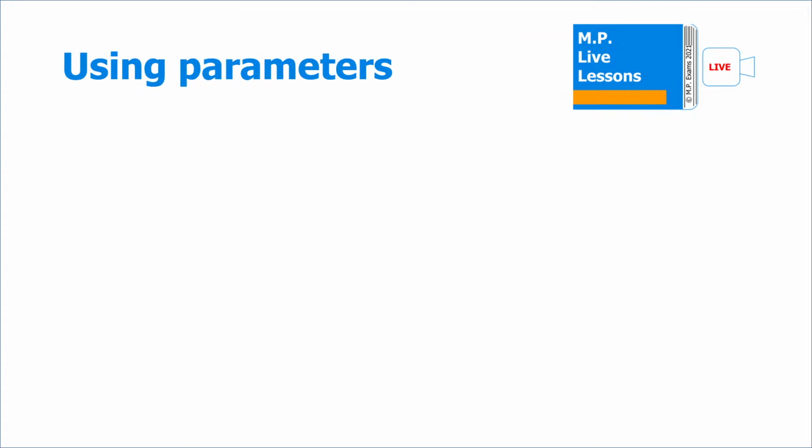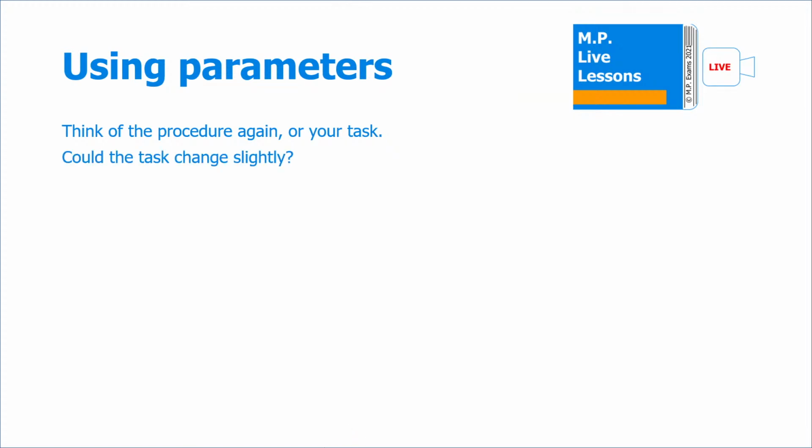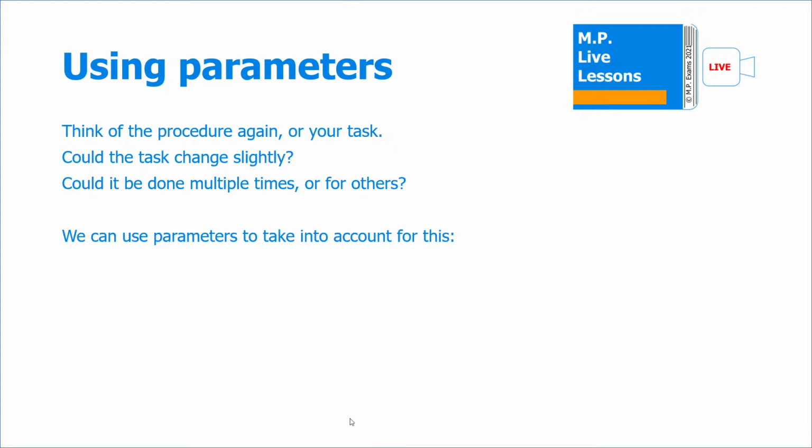Now with parameters, we're going to think again of our cake instructions. Now, think of your procedure again or task, or you can think of cake instructions again. How could the task change slightly from time to time? Is it always going to be adding flour? For example, will we need to be a bit specific with the flour? Maybe. Could it be done multiple times or for others? And therefore we take parameters into account. So the parameters are a way to change the way the subroutine works.